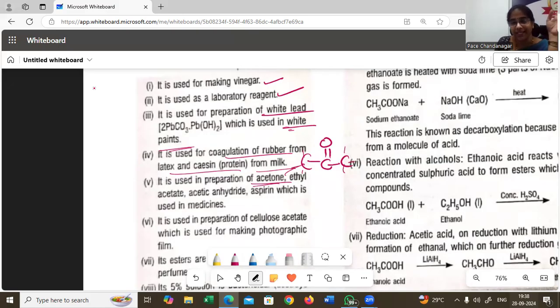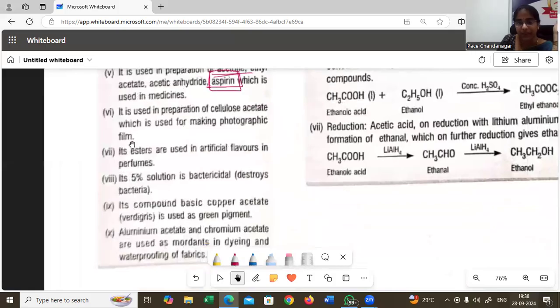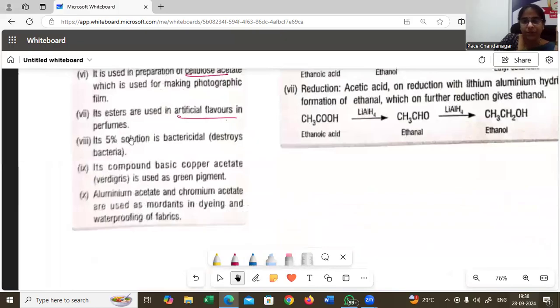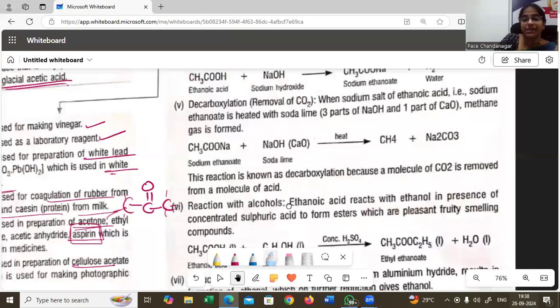And aspirin is used in medicines. Aspirin is nothing but your blood thinner. It thins the blood. So such kinds of medication are prepared using ethanoic acid, and cellulose and so on are also prepared. Then it is used in artificial flavors, perfumes, and bacteria-related things. You can just note these uses. It is also used in the dyeing industry, waterproofing and so on.